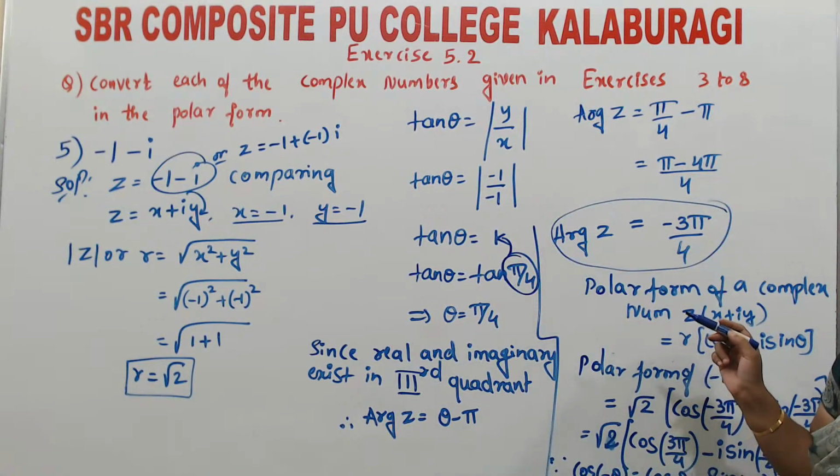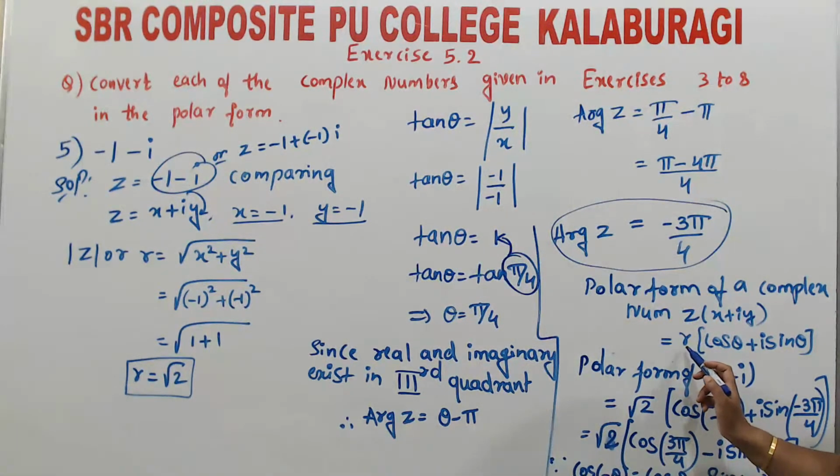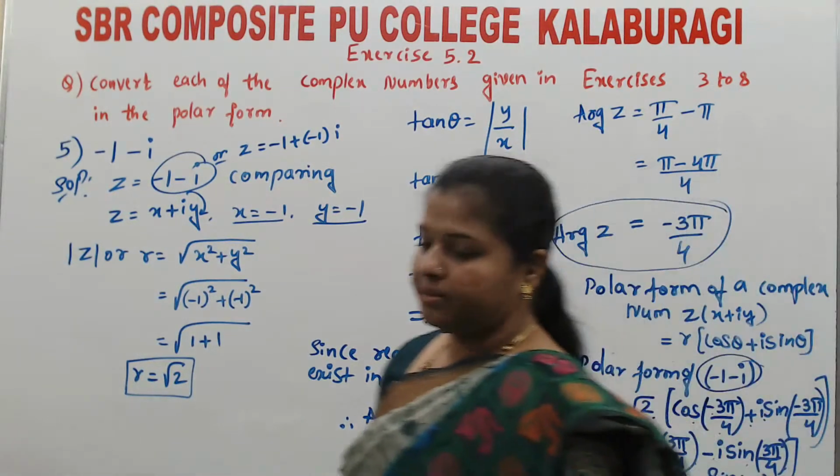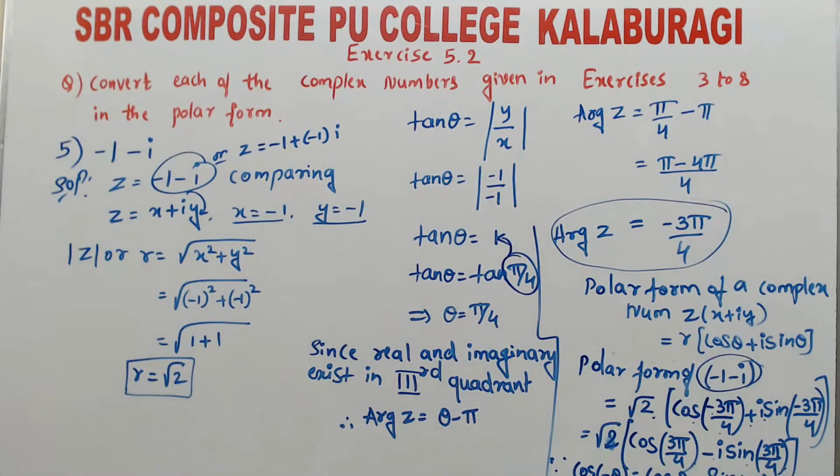Right? The general form of the polar form of a complex number is this one, that is r cos theta plus i sin theta. The given complex number is minus 1 minus i. The polar form of this complex number: here we wrote the modulus, next cos of theta. Theta value is minus 3 pi by 4, plus i sin of minus 3 pi by 4. Minus is there, right? We know cos of minus theta is cos theta, and sin of minus theta is minus sin theta. This one we studied in trigonometric functions. Okay. Next one.